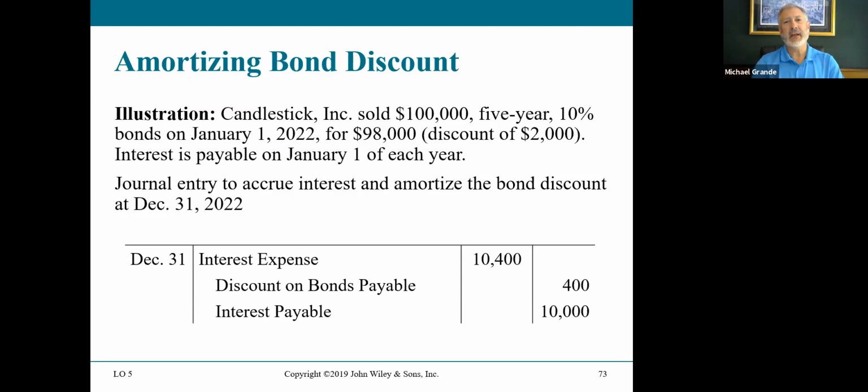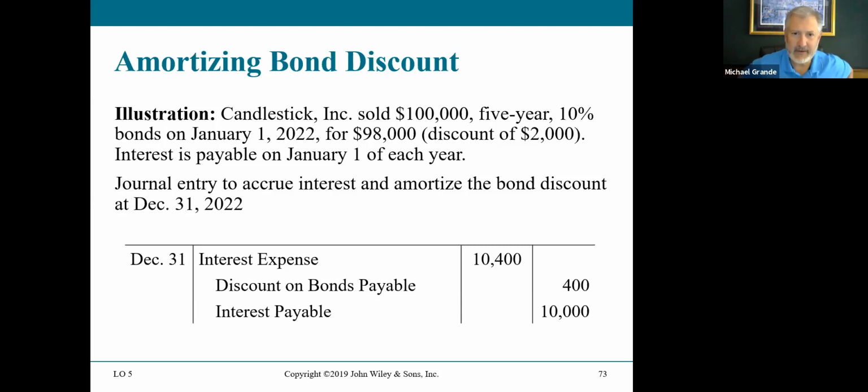For example, Candlestick Inc. sold 100,000 5-year 10% bonds on January 1, 2022 at 98, resulting in a $2,000 discount. Interest is payable on January 1 of each year. So, a journal entry to accrue the interest and amortize the bond discount. You got to put the interest expense in the correct accounting period, so you need an adjusting journal entry on December 31st, 2022 to accrue interest.